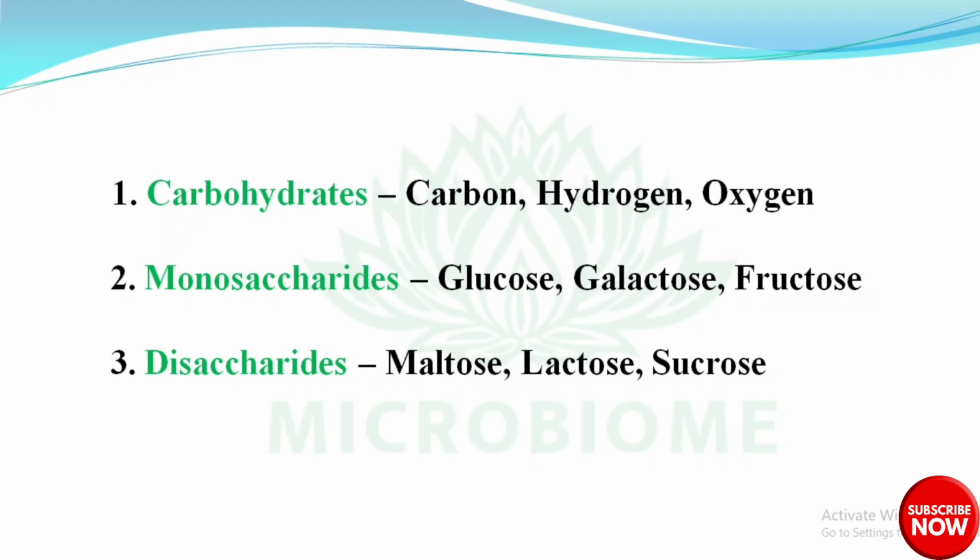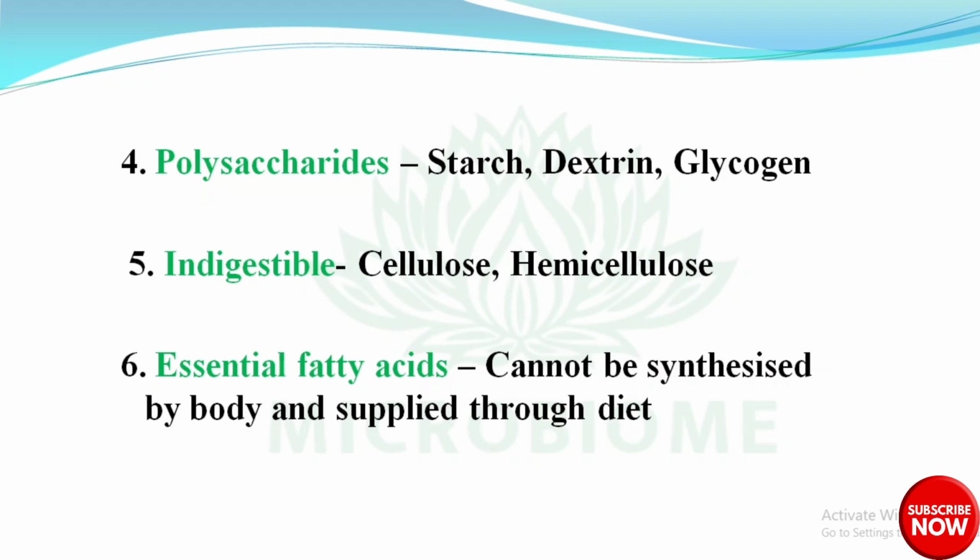Then about disaccharides. Disaccharides are double sugars which contain two monosaccharide units. The examples for disaccharides are maltose, lactose and sucrose. And next about polysaccharides. Polysaccharides are complex compounds which contain many monosaccharide units. The examples are starch, dextrin and glycogen. Then about indigestible carbohydrates, examples are cellulose and hemicellulose.